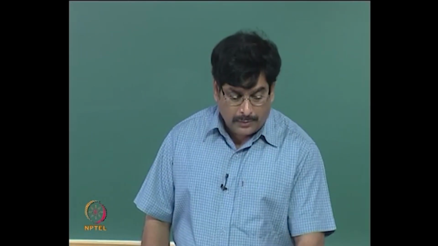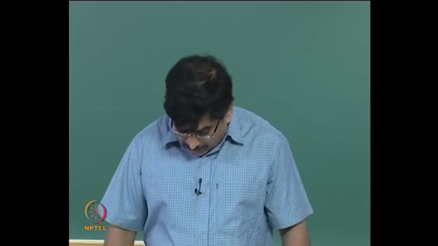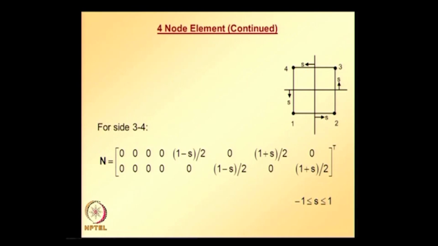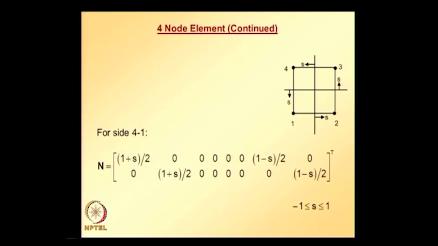For side 3 4, the shape functions of nodes 1 and 2 are going to be 0, and the shape function matrix for evaluating the equivalent nodal vector, the shape function matrix that is required if the traction is applied along side 1 2, looks like this. Similarly for side 4 1. So, once we obtain this shape function matrix, we can easily evaluate the equivalent nodal load vector.